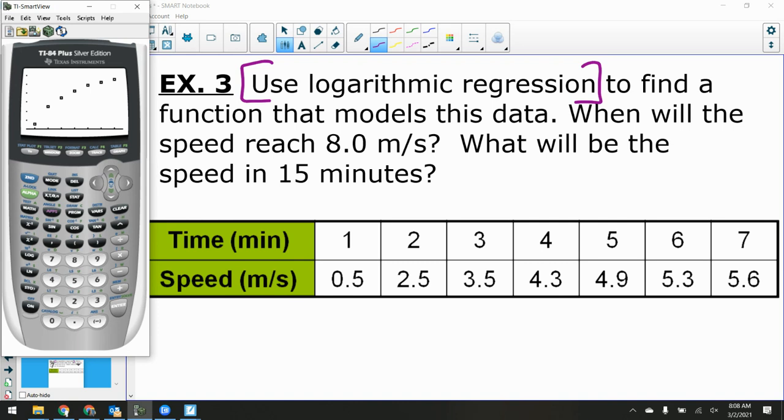Doesn't this look logarithmic? It's got that logarithmic shape to it. Let's actually see what our equation is. Let's quit back to my home screen and run the natural log regression. I think it's choice 8, 9, something like that. Come on, keep going. There it is, ln reg.